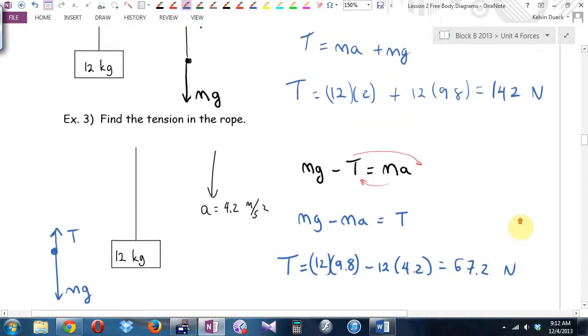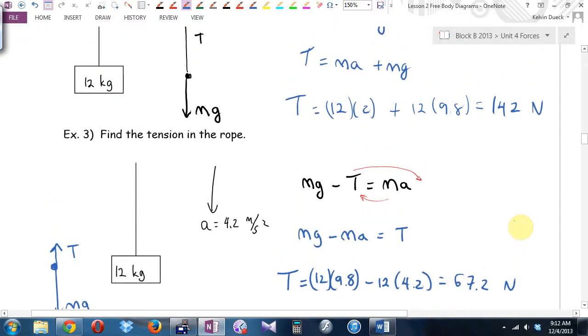Take a look at these two situations where you are raising something or lowering something. So here's tension when you're causing something to accelerate up. Here's tension when you're causing something to accelerate down. When is a rope more likely to break? When you're causing something to raise up, or when you're lowering something?